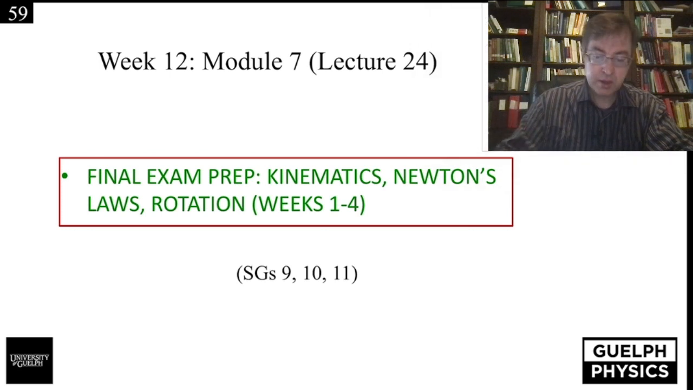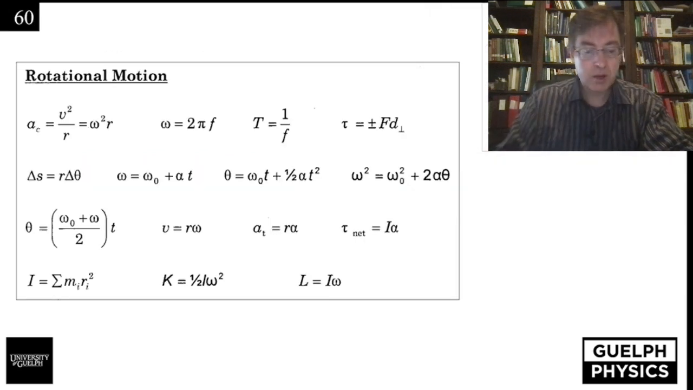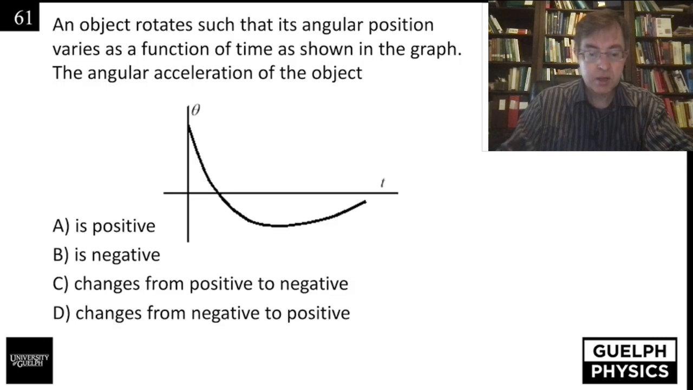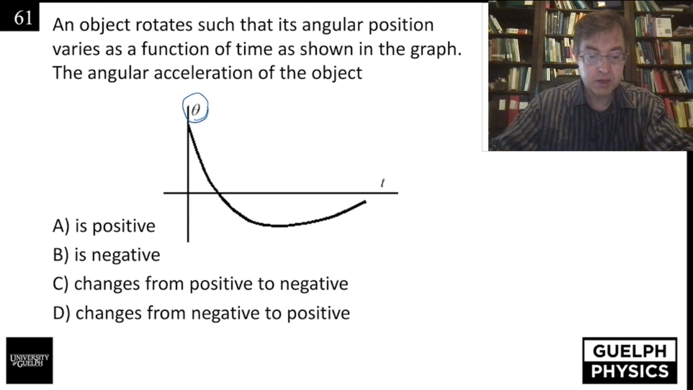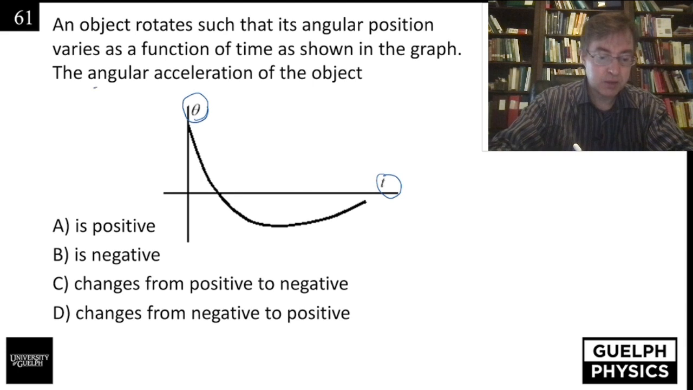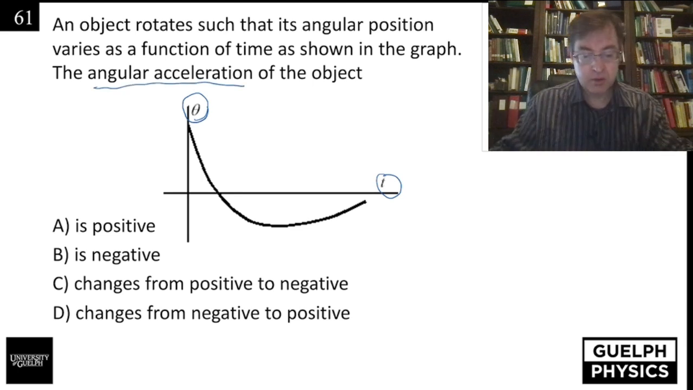So let's start going backwards with rotational motion, and then we'll move on to translational motion. So here's a problem where an object is rotating such that its angular position, which is plotted on the y-axis, theta, varies as a function of time t, as shown in the graph. Find the angular acceleration of the object, okay?